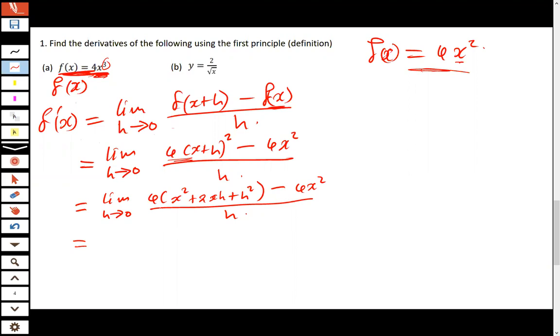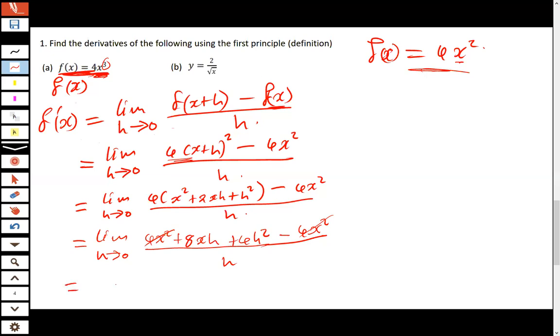So we are going to multiply this 4 with everything in the brackets there. So we have the limit as h approaches 0 of 4 times x squared, we're getting 4x squared, 4 times 2xh, we're getting 8xh, then 4 times h squared, we're getting 4h squared, then everything divided by h, then we have a minus 4x squared. When you check this 4x squared and this other 4x squared here, they are subtracting and giving us 0. So we're just remaining with 8xh plus 4h squared.